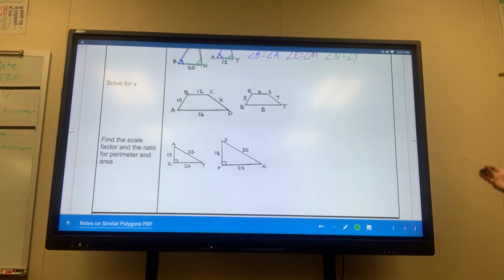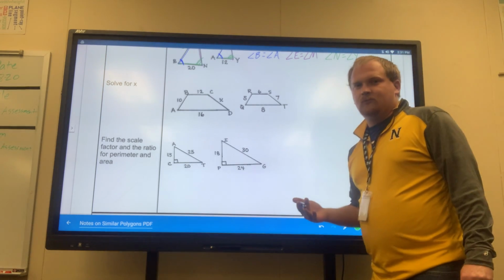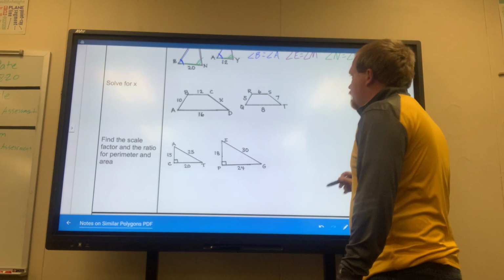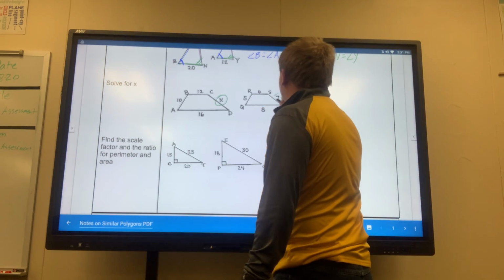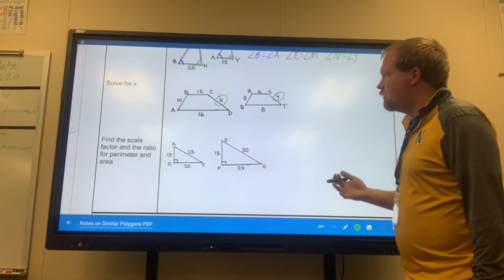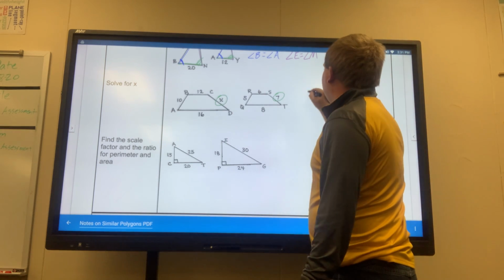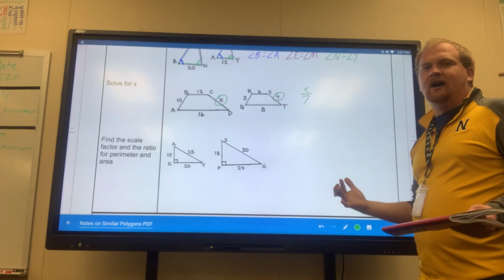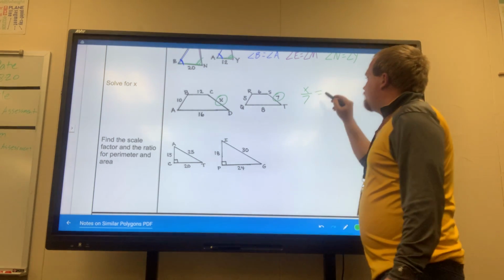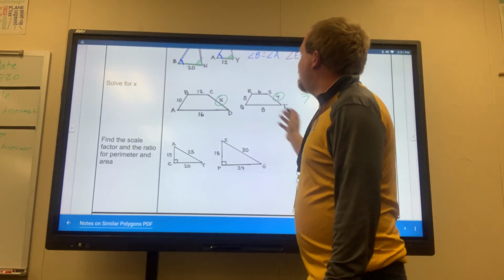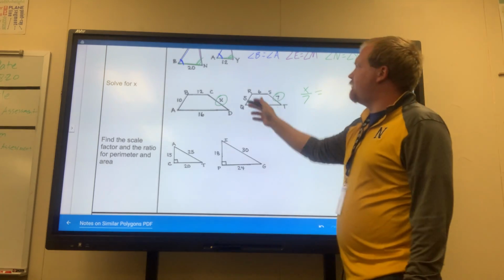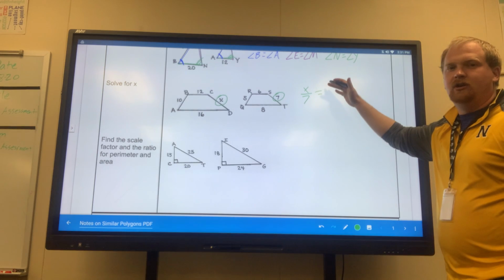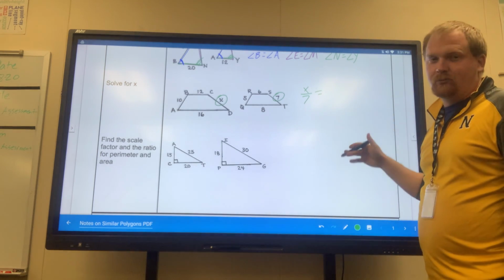Now, I also want to be able to find x. One of the things I know for sure is that the sides here are proportional to each other. So I can do x over 7. You can do 7 over x, and that's perfectly fine. But for this next part, which by the way doesn't matter which side I use, it has to be with the same ratio as x over 7.